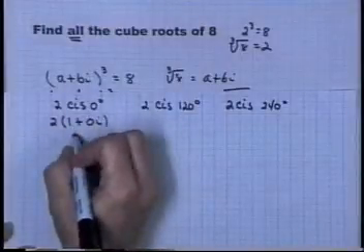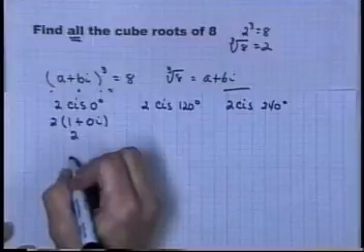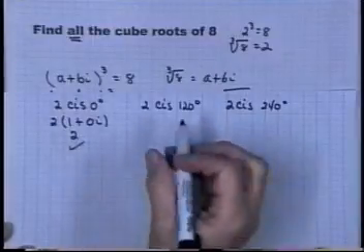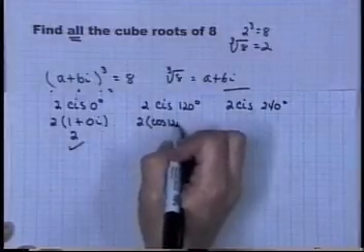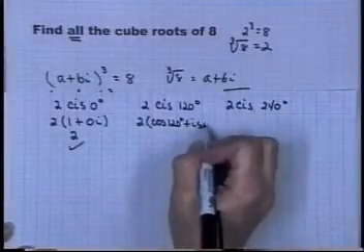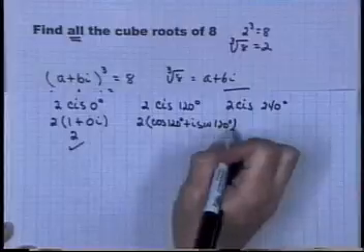So 2 times 1 plus 0i is just our 2. That's the cube root of 8 that you know. But let's look at this: 2 times the cosine of 120 plus i times the sine of 120.